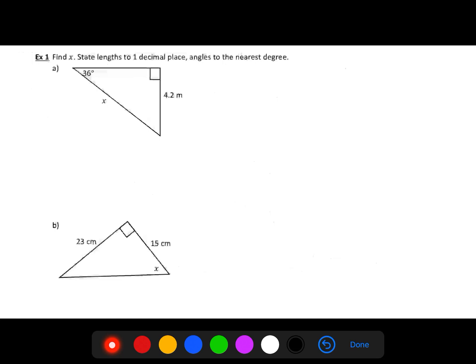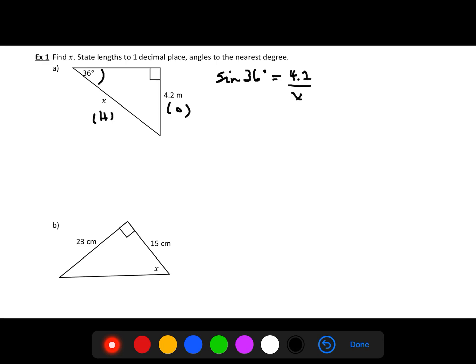Example number one, we're going to find x. So we're going to find a side. We're going to state lengths to one decimal place, angles to the nearest degree. That's our general rounding for trigonometry. So taking a look at our angle that we know, we are given our opposite and we need to find our hypotenuse, which means that we have to use our sine ratio.